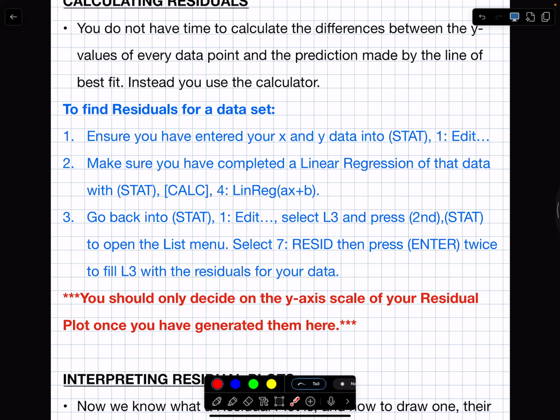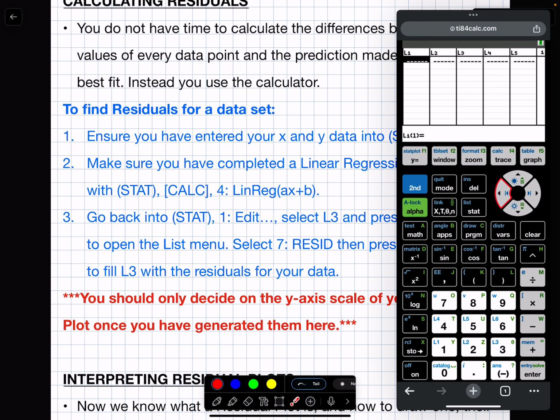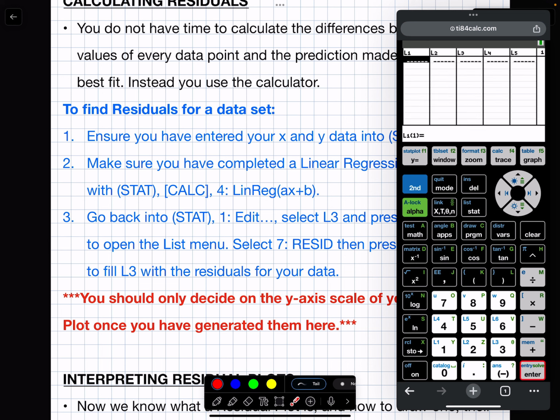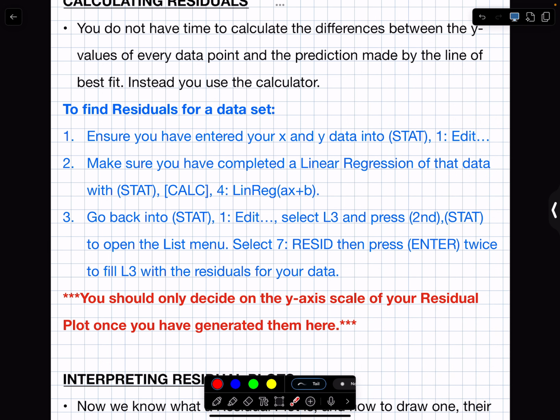Once you have completed a linear regression of that data, how do you do a linear regression? You put the data in, you go stat, you go to the right, calc, and then you do a lin reg. You must do a lin reg on the data. Okay? And then after that, you go stat edit again. Stat edit, imagine there was data in L1 and L2. You go into the title of L3. You select L3 and you press second stat.